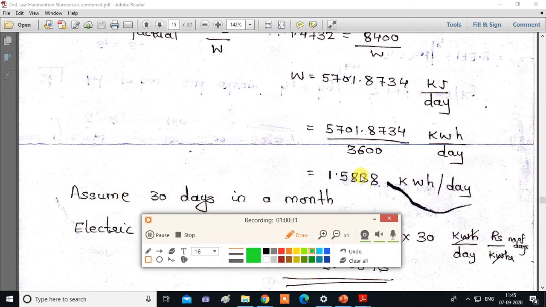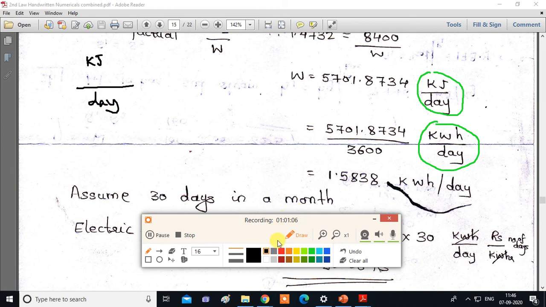The question is kilojoule per day. How is this converted to kilowatt hour per day? Very important question, so let me give the answer. We have kilojoule per day, and I want to convert it into kilowatt hour per day. How to do this? Kilojoule by day, this is initially there.